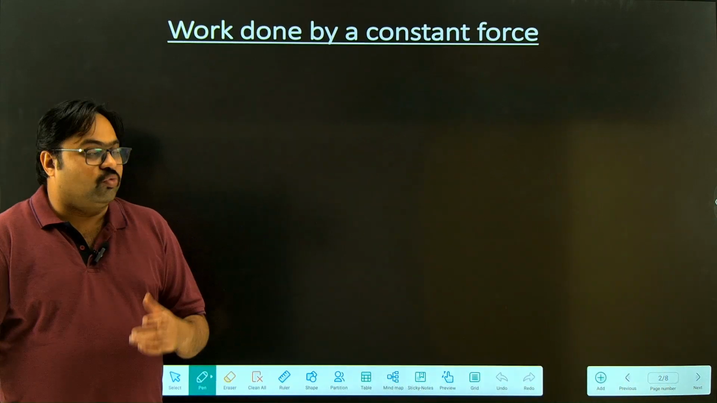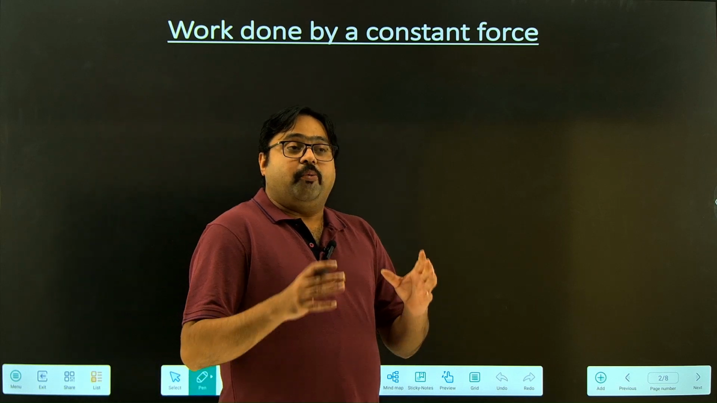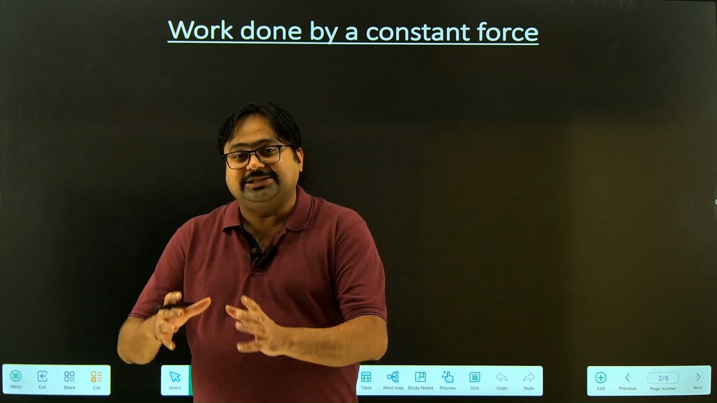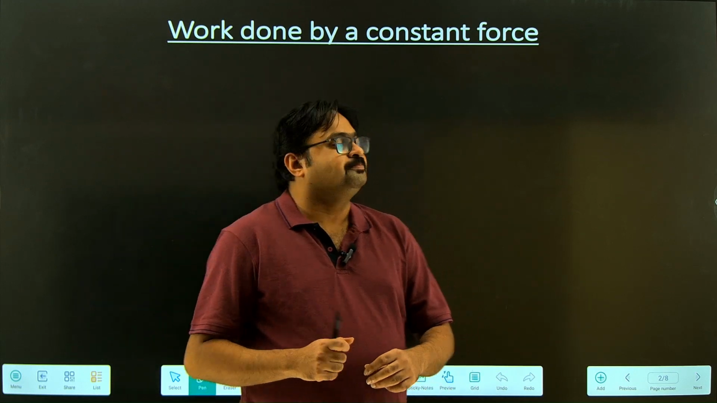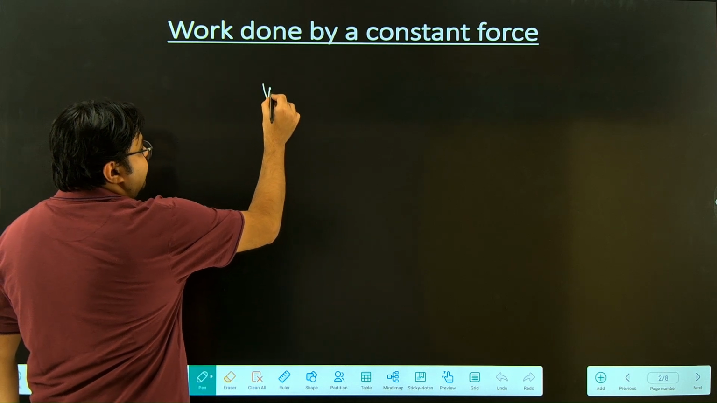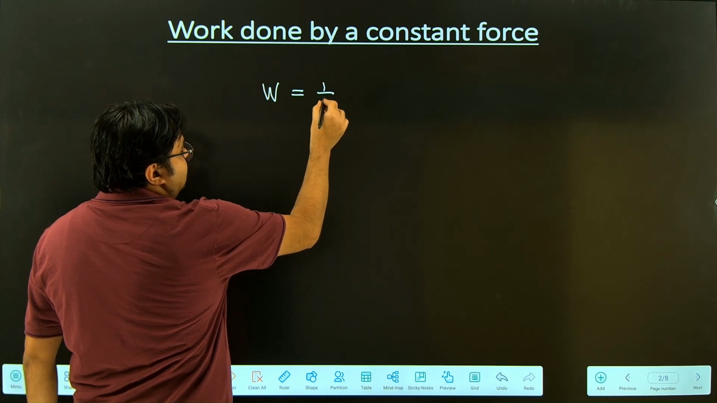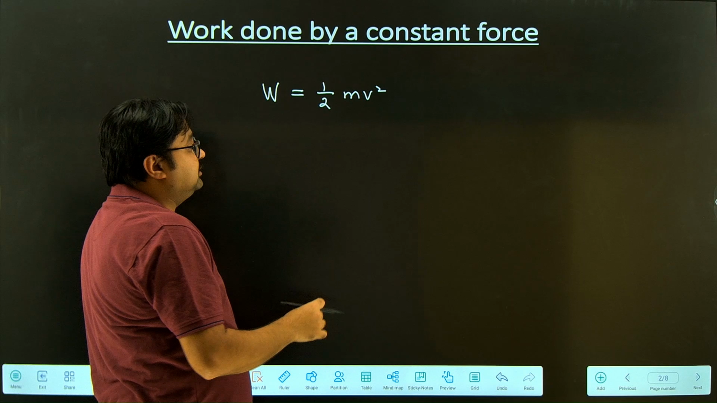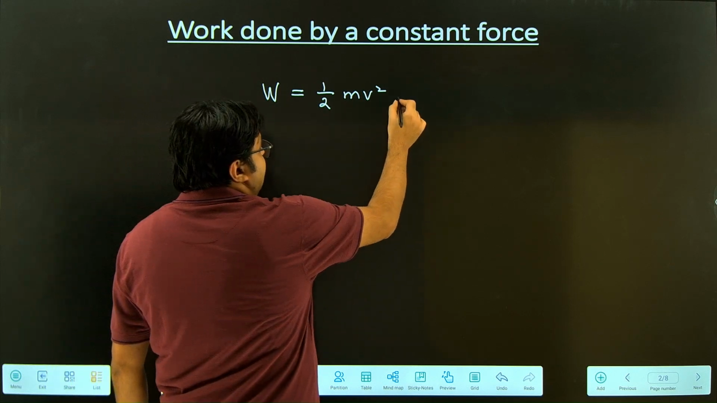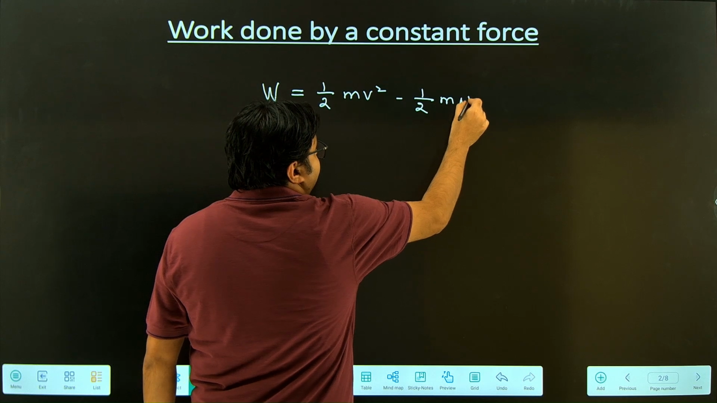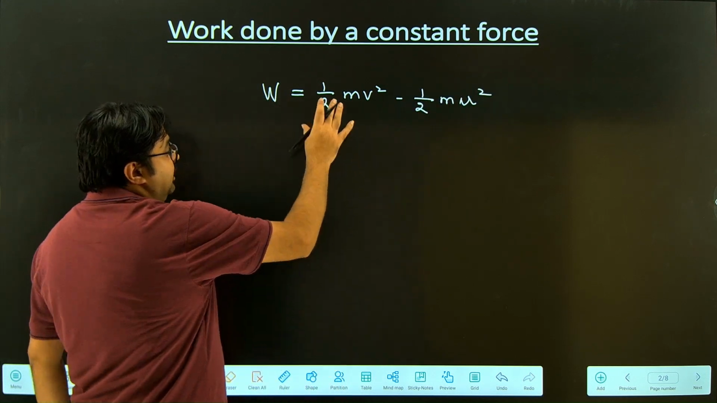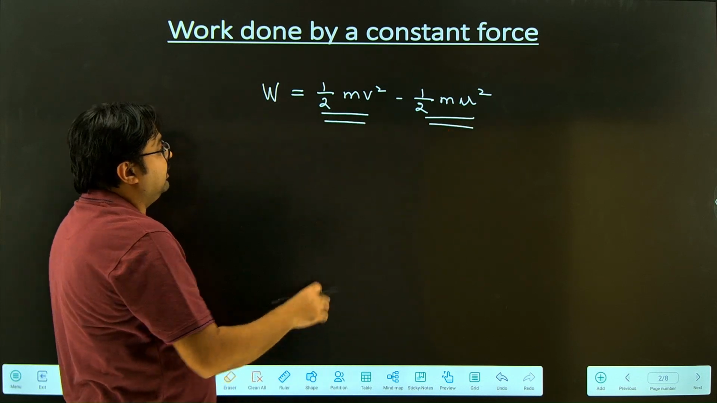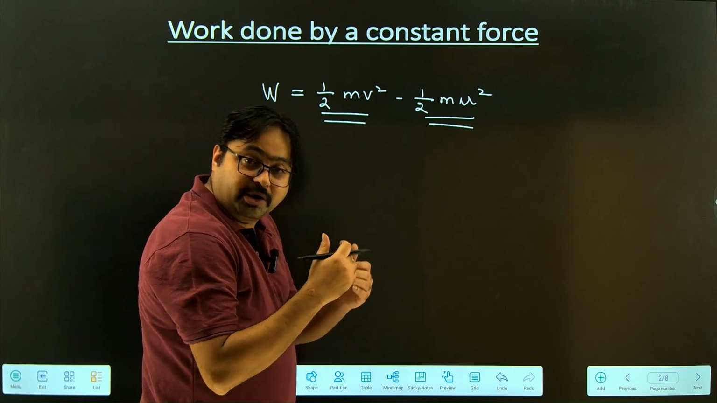Let me demonstrate to you what the work energy theorem is. Whenever work is done on a system, the work transforms into change in kinetic energy. So you can write that the work done on the system is W, equal to half mv square minus half mu square, where m is the mass of the body, v is the final velocity attained by it, and u is the initial velocity. As you can see, half mv square is the final kinetic energy, half mu square is the initial kinetic energy. The difference between them becomes the work done.